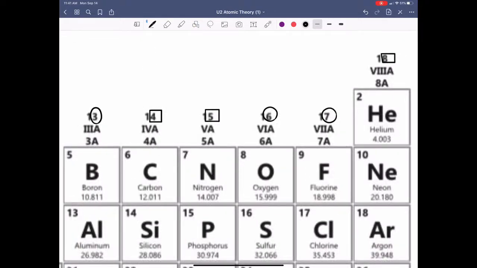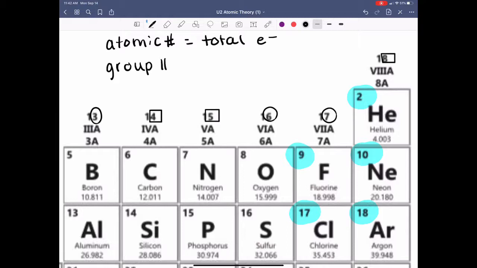So again, you get your total number of electrons from your atomic number. All right, so atomic number equals total electrons. But the group number equals valence electrons. Valence electrons are those outermost or outer shell of electrons.